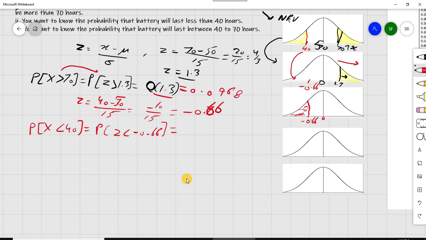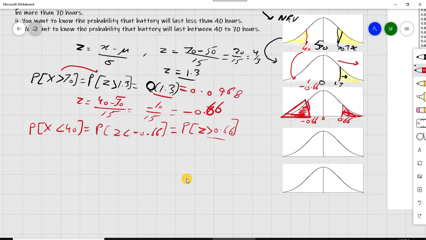Having known this property of the normal distribution, what we do now is find the probability before this point, minus 0.66. We know that the probability of the region before minus 0.66 is the same as the probability of the region after 0.66. So these two probabilities are the same. Since I want to find the probability that Z is less than minus 0.66, I know that this probability must be the same as if Z is greater than 0.66. So this is a negative value, this is a positive value.